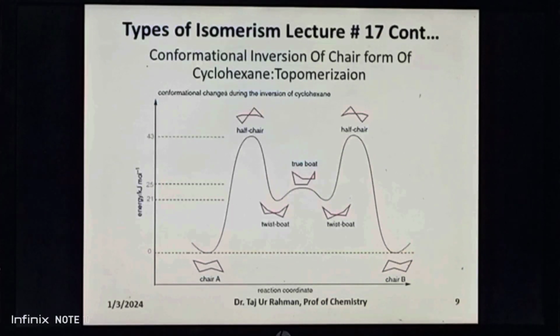In short, we can say that during conformational interconversion of cyclohexane, chair form is first converted to half chair form, which in turn is converted to twist boat form, and then twist boat form is converted to true boat form. Onward from the true boat form, the repetition starts. The true boat first converts to twist boat, which in turn is converted to half chair, and the half chair is then converted to chair form as shown.